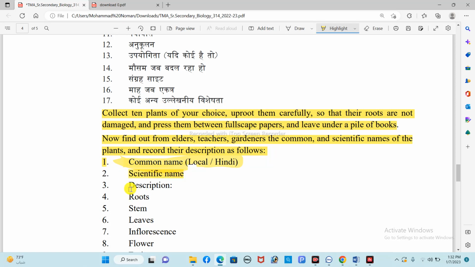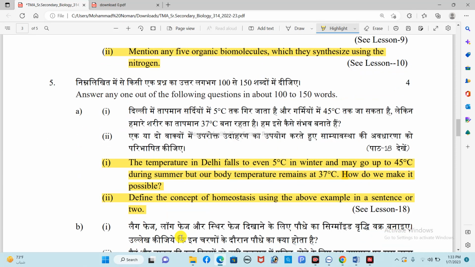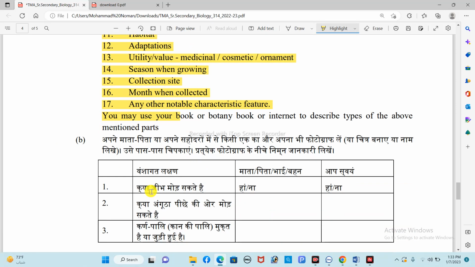Common name, local or Hindi. Scientific name. Description: roots, stems, leaves, inflorescence, flowers, fruit, seeds, habitat, adaptation, utilization, medicinal, cosmetic, ornament, season when growing, collection site, month when collected, any other novel characteristic features. You may use your book or botanic book or internet to describe the above mentioned parts.